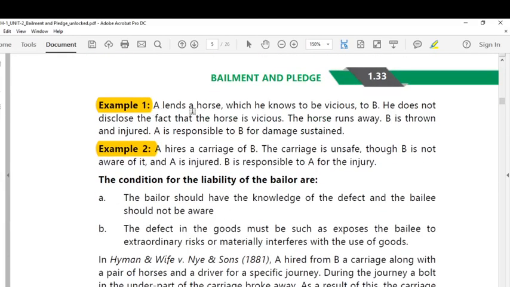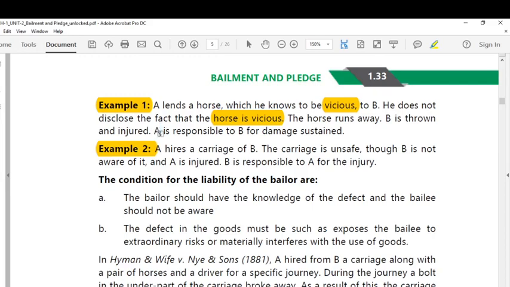So this is the interpretation of the first duty of a bailor. One example that will make you understand better. A lends a horse which he knows to be vicious, which means to say it behaves madly, to B. He does not disclose the fact that the horse is vicious. The horse runs away. B is thrown and injured. A is responsible to B for damages sustained.